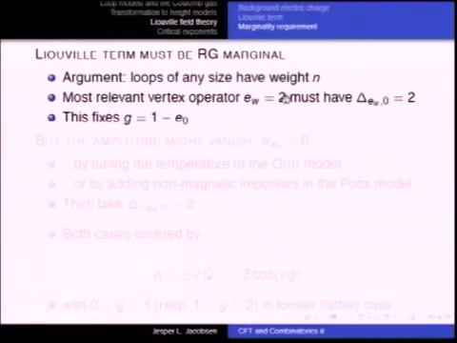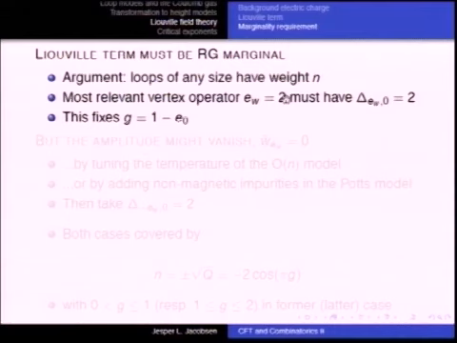So in this expansion, in this Fourier series of S_L, the most relevant operator, the one with the lowest scaling dimension, should have a scaling dimension of exactly 2. Once I impose that, the coupling constant is fixed. I just have to write out what this is using my formula for these electromagnetic scaling dimensions.